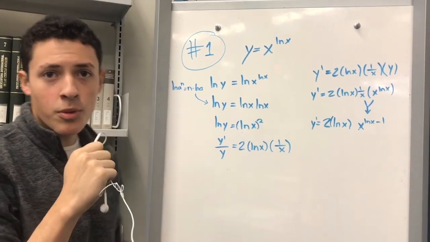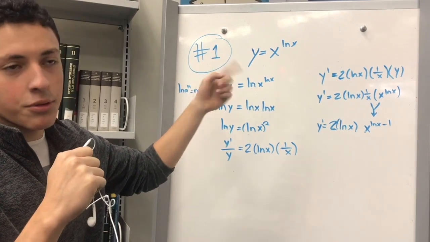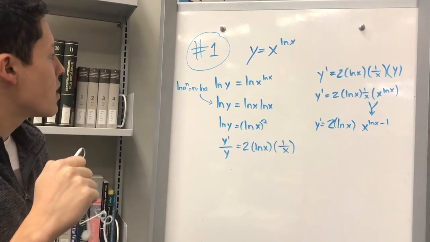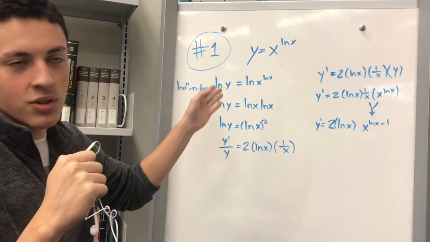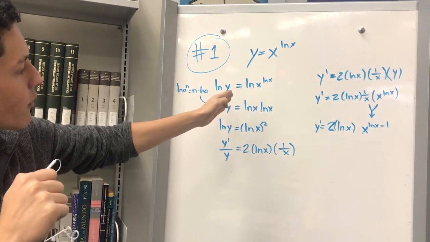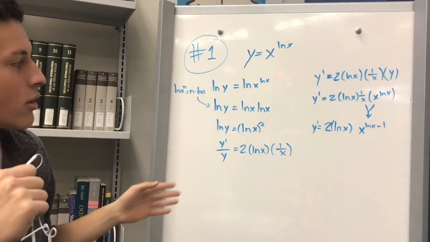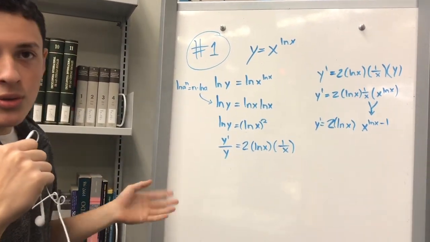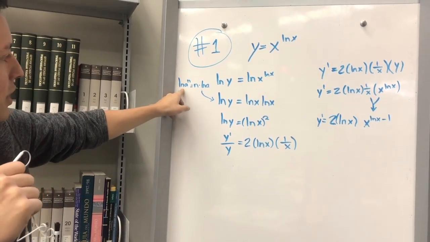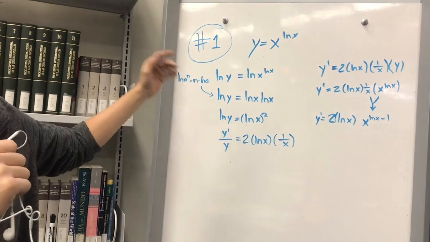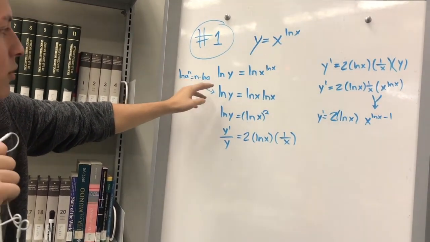Okay, so this is problem number 1, which is y equals x to the natural log x power. So first of all, we want to apply natural log to both sides. So it will be natural log of y equals natural log of x to the power of natural log x, and we're gonna use this rule, which is the natural log of a number to a power is equal to the power times natural log of a.